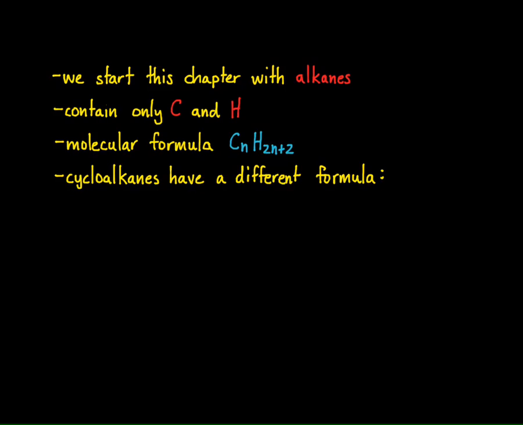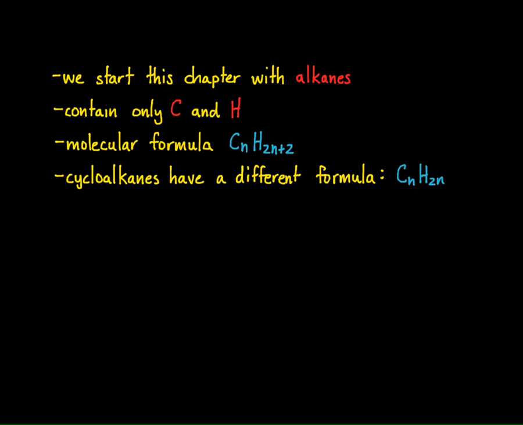Now, as the name implies, cycloalkane is cyclic in nature, so it has a ring to it. And when you have a ring, you actually lose two hydrogens, and therefore the formula of a cycloalkane is CnH2n. So again, you can determine the formula of a cycloalkane very readily.